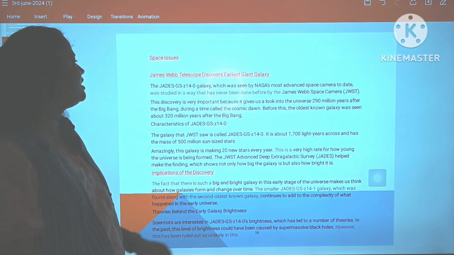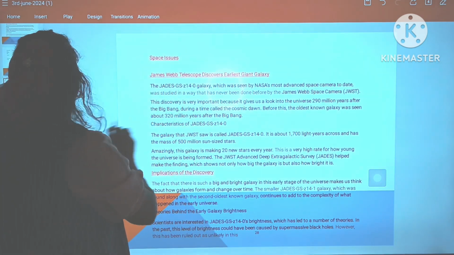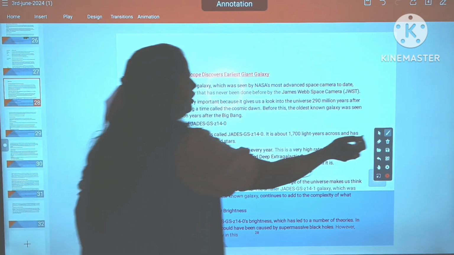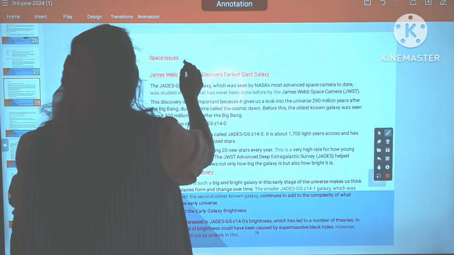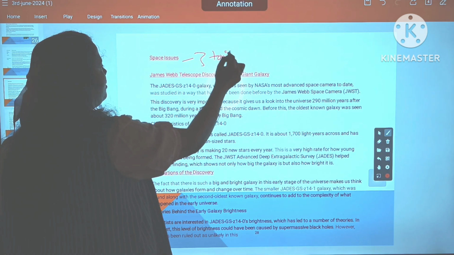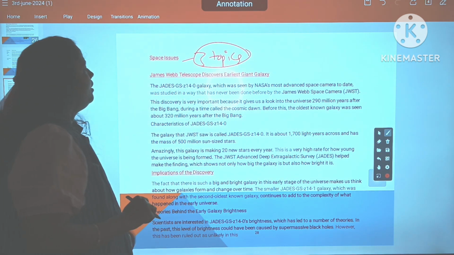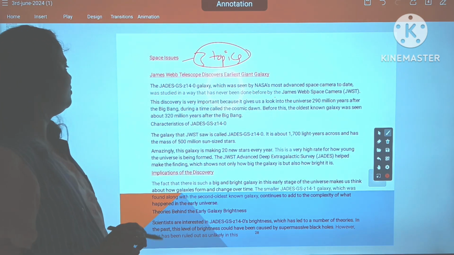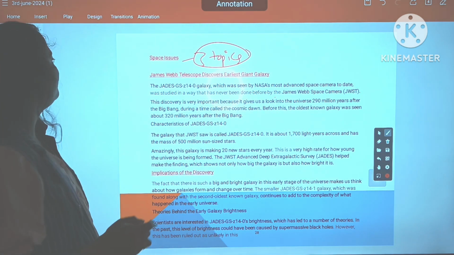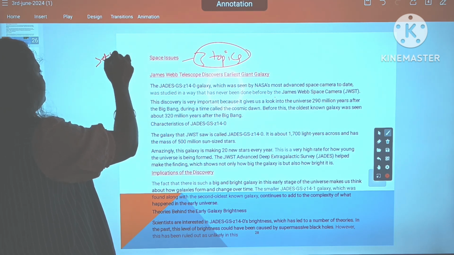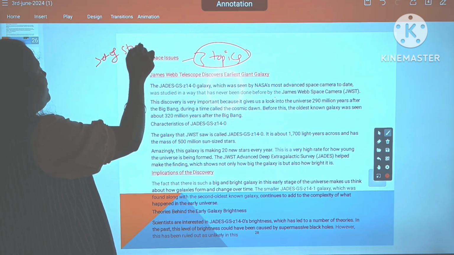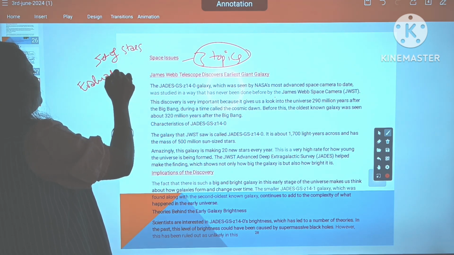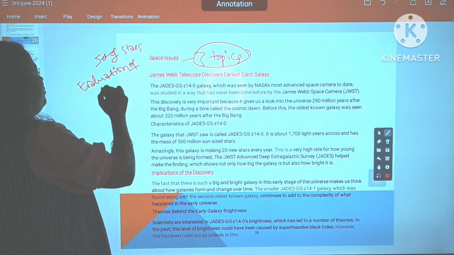So now we will discuss space issues. In the space sector, only 3 topics are there for today. James Webb Telescope discovers earliest giant galaxy. Okay. Galaxy means what? It is a set of stars. It gives information about evolution of the universe.